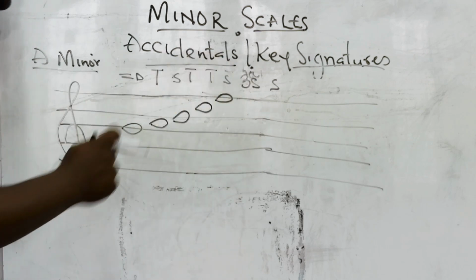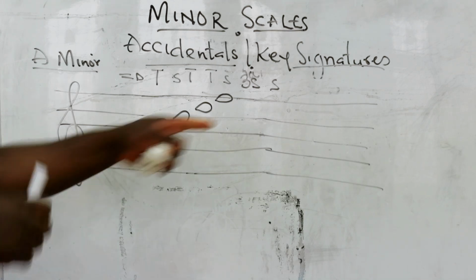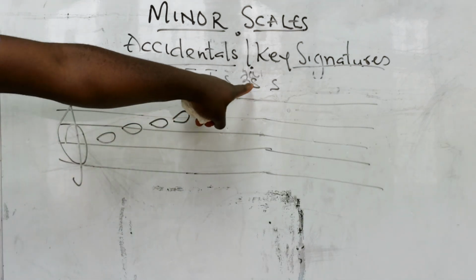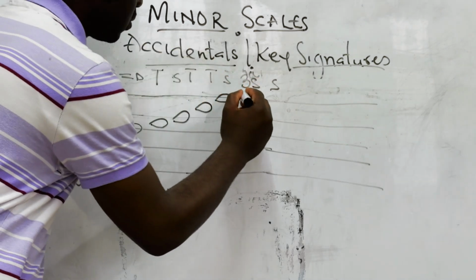Then 3 semitones from F. It's G sharp. G sharp, correct. It should be G natural, but because you sharpen the 7th, that's why you have that G sharp. Because we're always sharpening the 7th, that's why we have 3 semitones here. All right, so G sharp. Please note that.